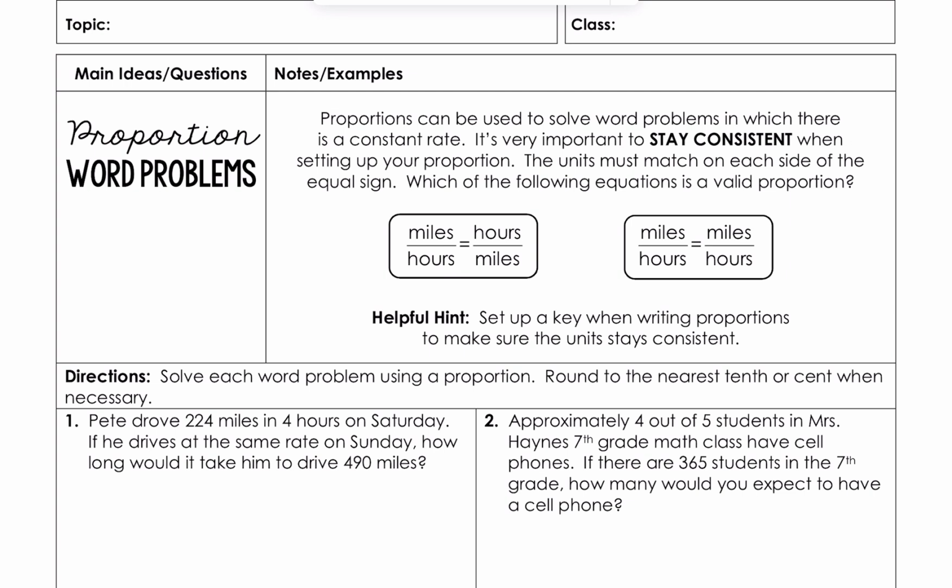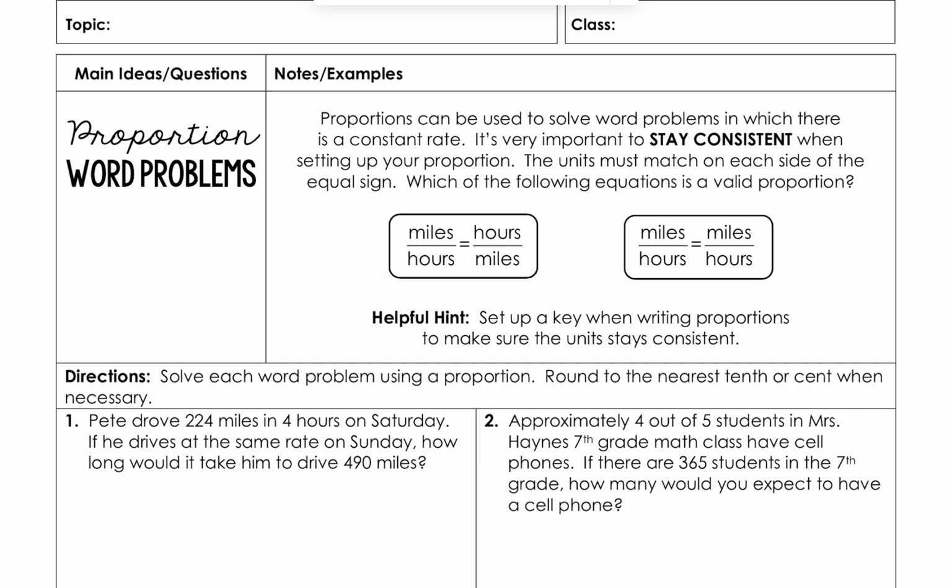Problems. When we are talking about proportion word problems, we are going to start applying everything that we've used in the past last week. Proportions can be used to solve word problems in which there is a constant rate. It is very important to stay consistent when setting up a proportion. The units must match on each side of the equal sign.